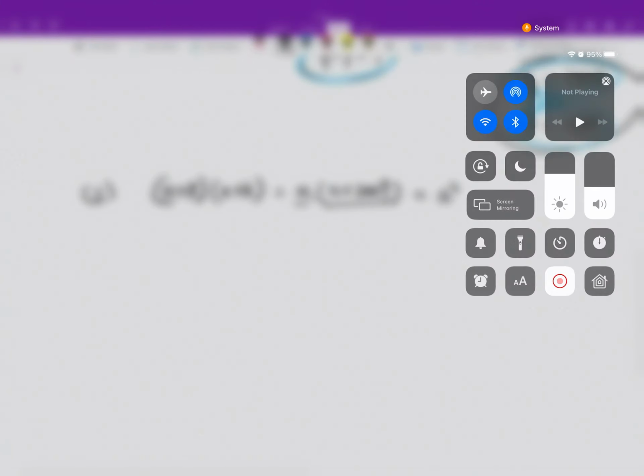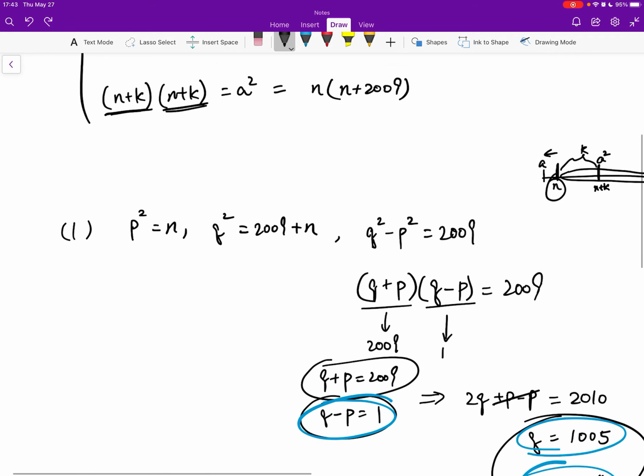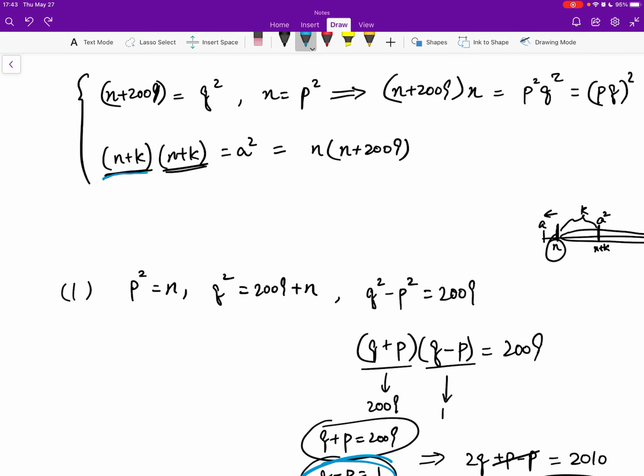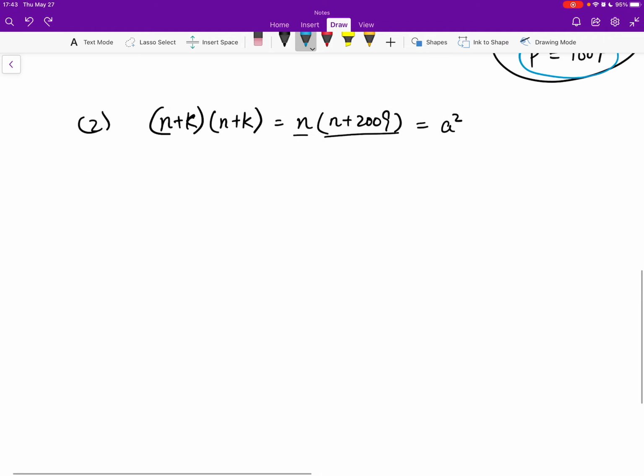Okay, so the second scenario for this equation that we remember is n plus k equals a squared equals n times n plus 2009. So I'll show you why this case is impossible. Let's examine these two numbers, n times n plus 2009.